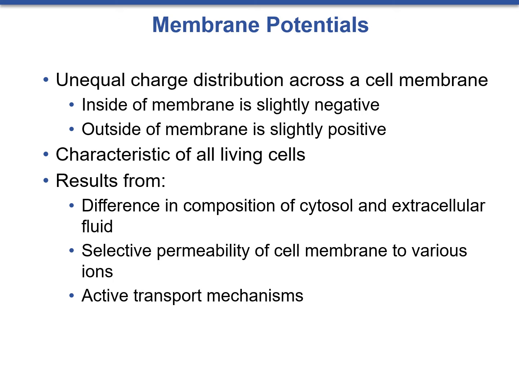Now, this results from a few different things. First, the difference in composition of the cytosol, or the intracellular fluid, and the composition of the extracellular fluid. We have a selective permeability in the cell membrane to various ions, so ions can move across that membrane. And there are different active transport mechanisms that are also available in the membrane that can aid in this membrane potential. So we're going to start first with looking at a typical cell environment.